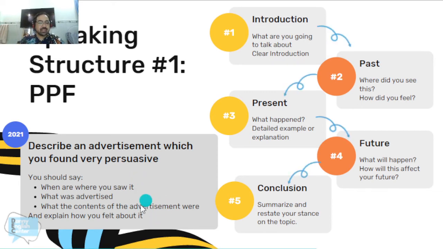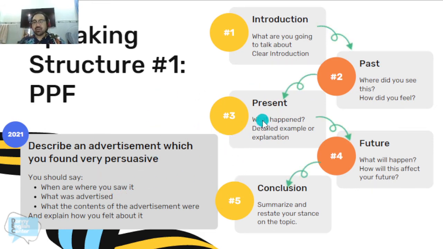Which ones are past tense? Found, right? Past tense. So I'm going to talk about found. What did I find? What was advertised? Past. What the contents of the advertisement were? Boom. Okay, were. So that's all past tense. So I can put all those three things in the past. Right? Then talk about what happened.